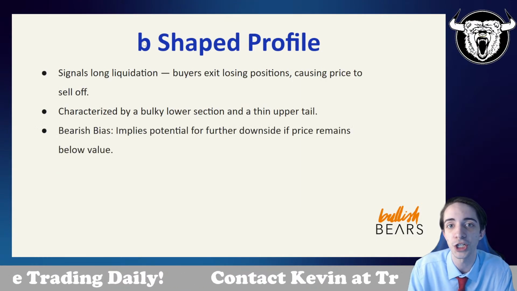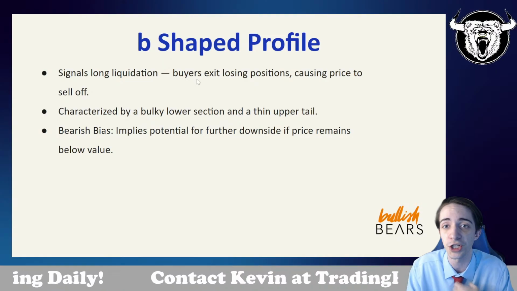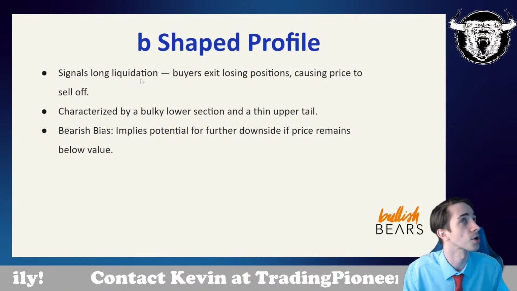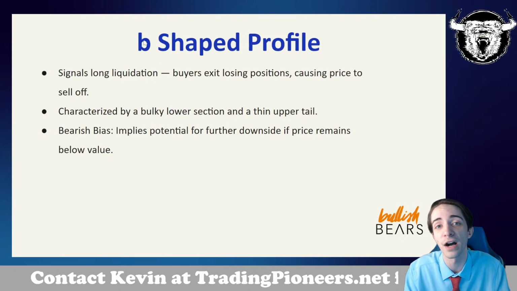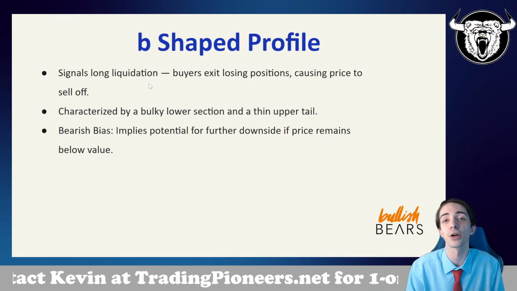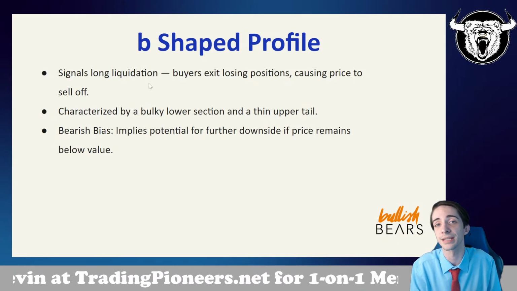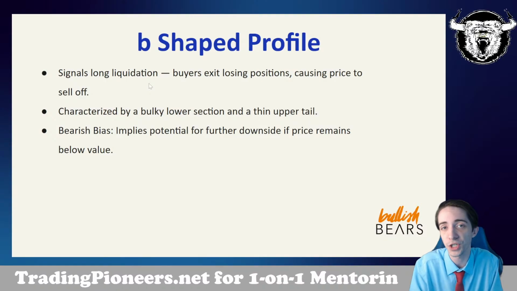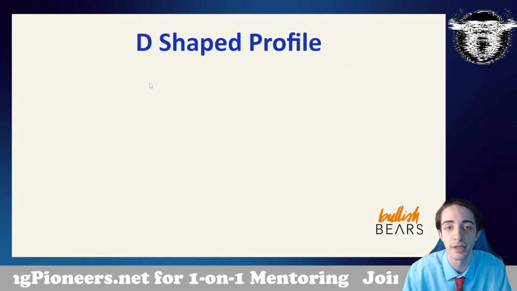So as for the B shape, this is a sign of long liquidation. Buyers exit long positions, causing price to sell off, and we get a lot of volume to the downside. Whenever price is more towards the downside, price is accepting at lower levels, we should look for downward continuation.